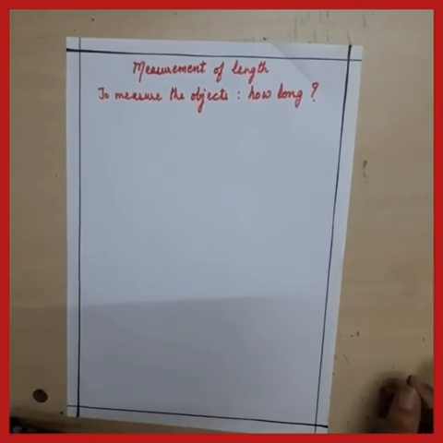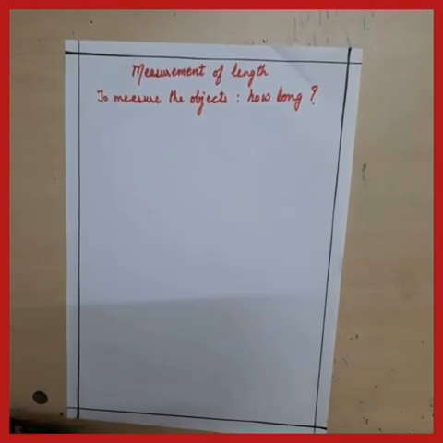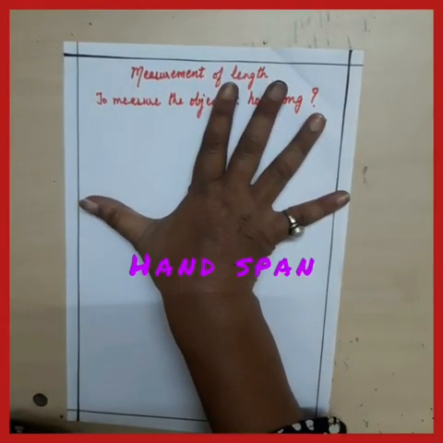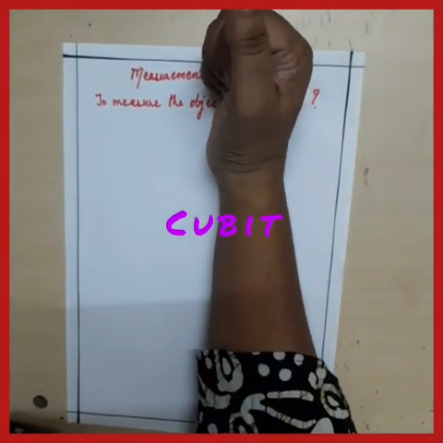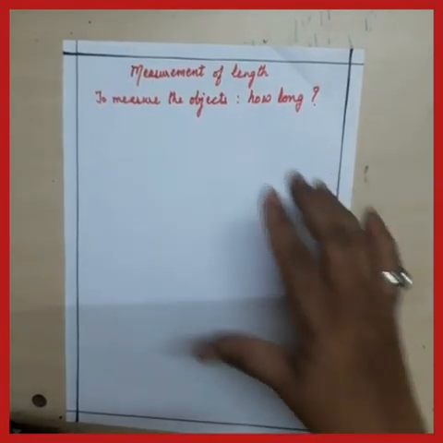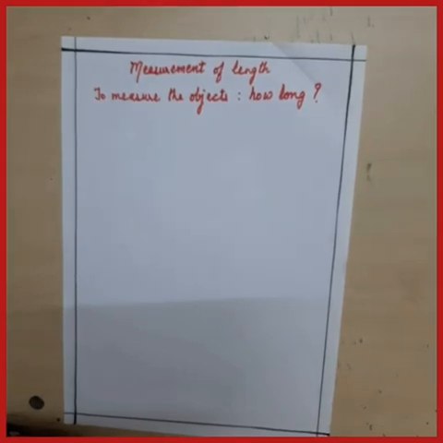Earlier in your previous class you have learnt about the non-standard units, where we used to count with the fingers, with the palm, then with your cubit, then with your footsteps. These were the various non-standard units of length. So we have a standard unit of length to avoid any confusion about the length.